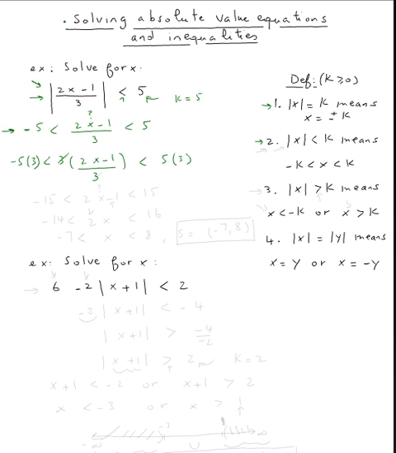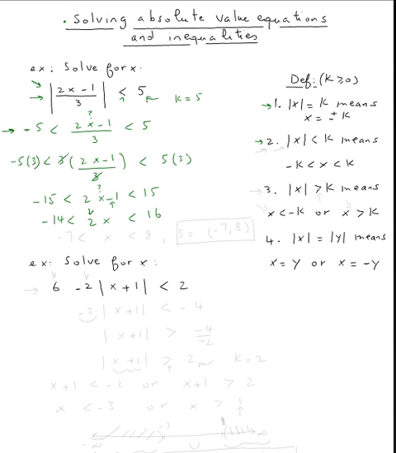Why do I do that? Because this 3 is going to be cancelled. So I'll have 2x minus 1 is between negative 5 times 3, which is negative 15, and 5 times 3, which is 15. I'm looking for x, remember, so I need to get rid of the negative 1. I'm going to add 1 to all sides. 2x minus 1 plus 1 will be gone. 15 plus 1 is 16. Negative 15 plus 1 is negative 14.